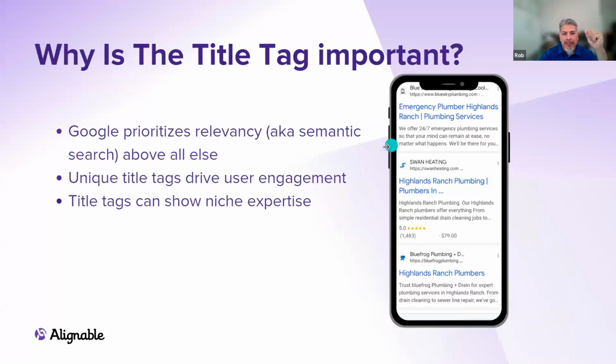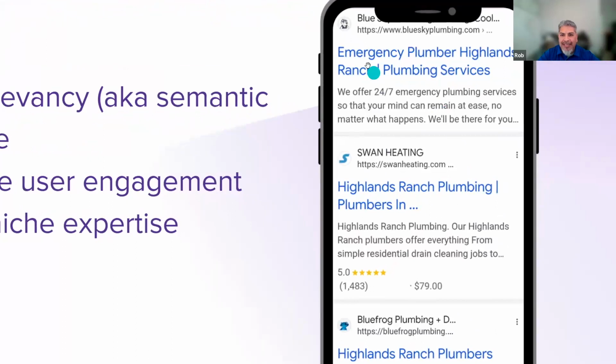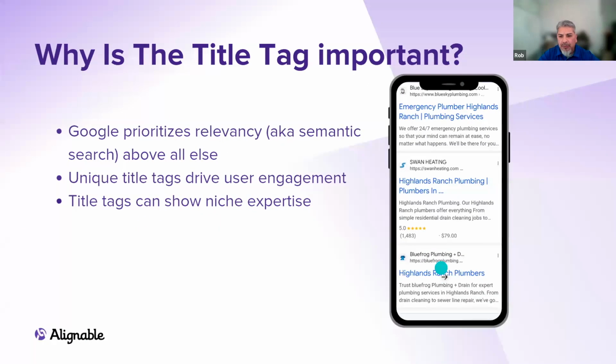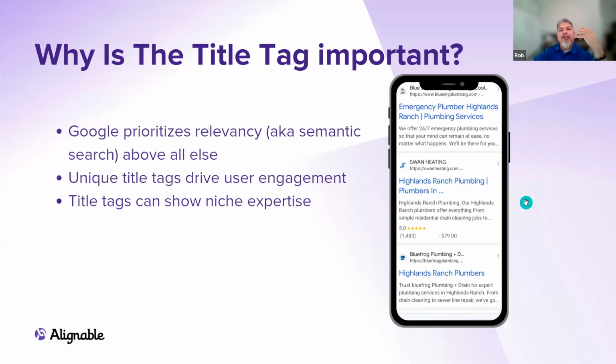So why is the title tag important? Because Google prioritizes relevancy, aka a semantic search above all else, what it actually means, okay? Unique title tags drive user engagement, and title tags can show niche expertise. Now, I'm going to zoom in here just a little bit. When we do a search on our phone, these are the title tags. Those big, we all see them when we do a search and the search engine results. That's what we read. These are the title tags. It's a huge deal. That's what everybody reads. That's what we make our judgments on.